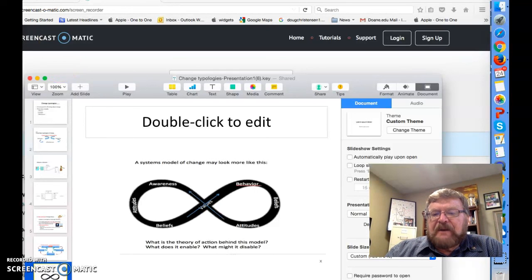Well, those are the change typologies. All changes fit into either the diffusion model, which you try to go through this awareness, ultimately getting to the action stage, or you start with the action, getting to the awareness stage, or a combination of both.